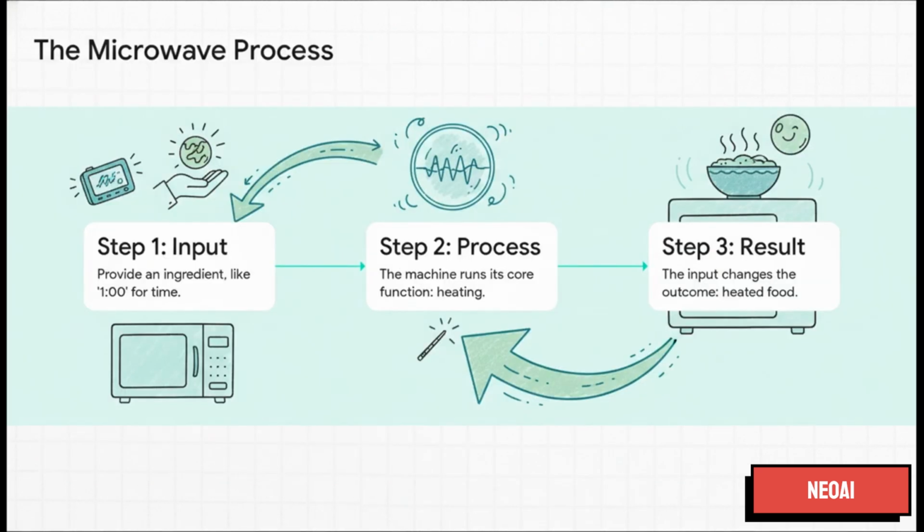And the process is always the same, right? Step 1, you provide the input. You punch in 1 minute. Step 2, the microwave does its thing. It runs the heating process. And step 3, you get your result, warm food. But here's where the magic happens. If you change that input in step 1 to, say, 5 minutes, you get a completely different result. Same machine, different outcome, all because of that one little input.